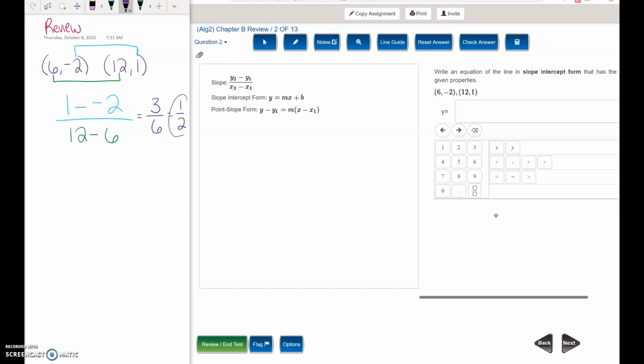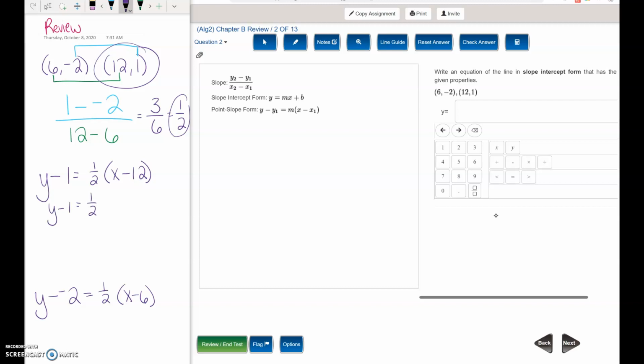Then we use our slope and one of the points. Which point do you want to use? I would use (12, 1). I'm going to do y minus 1 equals 1/2 times x minus 12. If you use the other point, that's totally fine. If you use the other point, you would have y minus a negative 2 equals 1/2 times x minus 6. Either way will get you the correct answer.